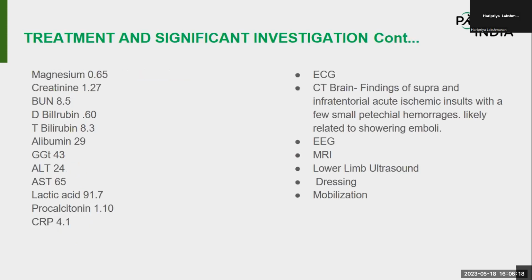Next slide. And magnesium, creatinine, all the investigations are done. He has had an ECG and CT brain. The findings are supra- and infratentorial acute ischemic insults with a few small petechial hemorrhages, likely related to showering emboli. He has had EEG, MRI, lower limb ultrasound, and dressing and mobilization. Next slide, ma'am.